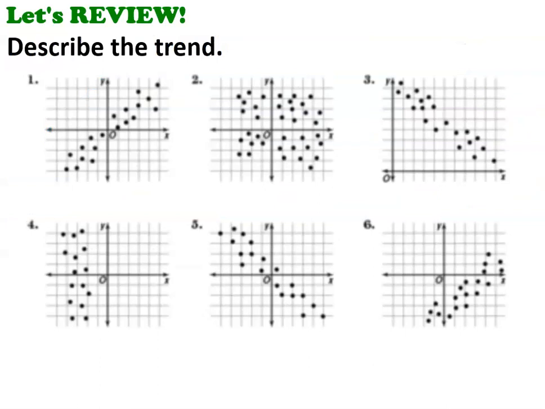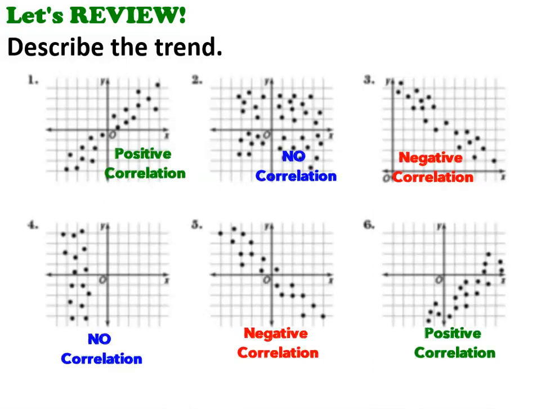All right. I think it's time for you to give these a try. Look at these six examples and pause the video and see if you can identify whether they have a positive correlation, a negative correlation, or no correlation. All right, did you write down your six answers? Let's take a look and see how you did.